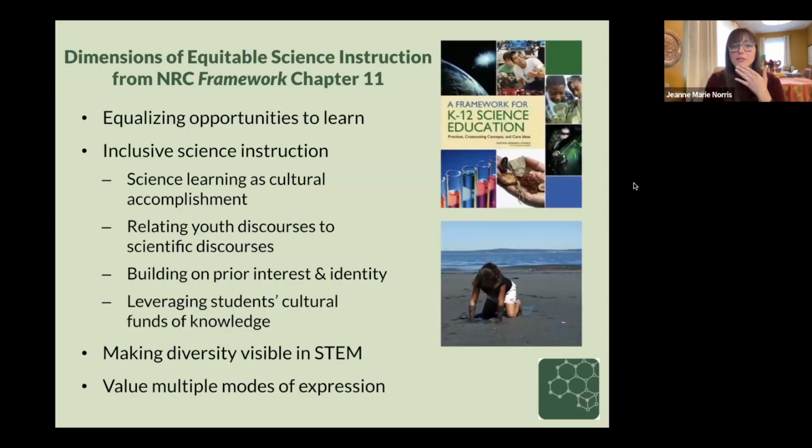Yeah, and those dimensions are outlined in chapter 11 of the framework. So this is the table of contents of that. These are all relevant to formative assessments, thinking about how we equalize opportunities to learn. How do we make our science instruction inclusive, where we see learning as a cultural accomplishment, where we relate youth discourses to science discourses, where we build on prior interest and identity and leverage their cultural funds of knowledge? That also includes making diversity visible in STEM and valuing multiple modes of expression.